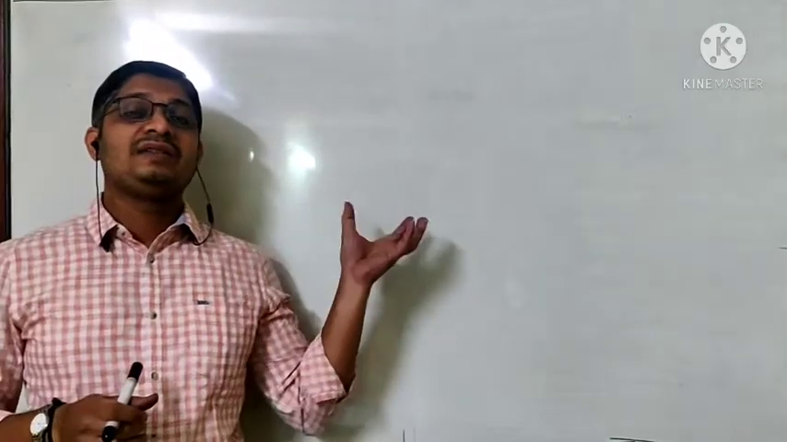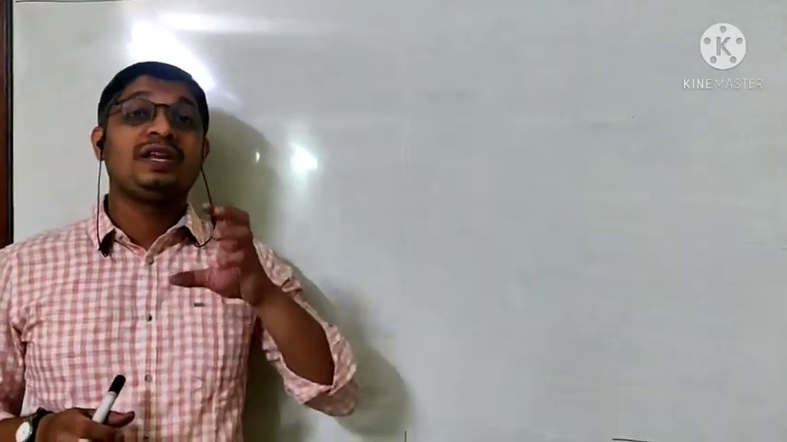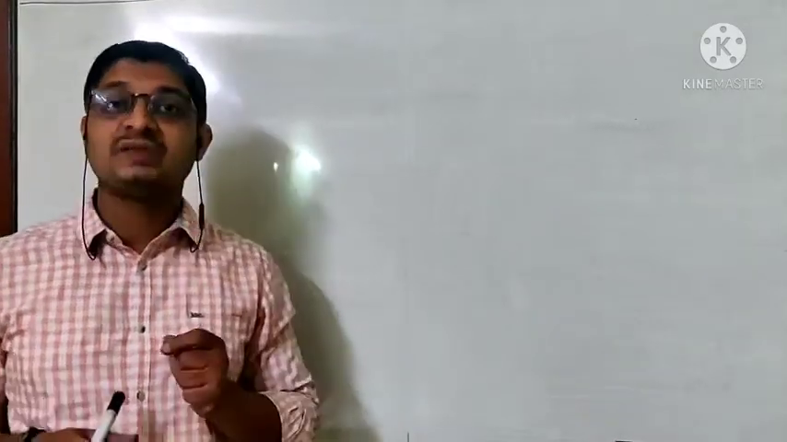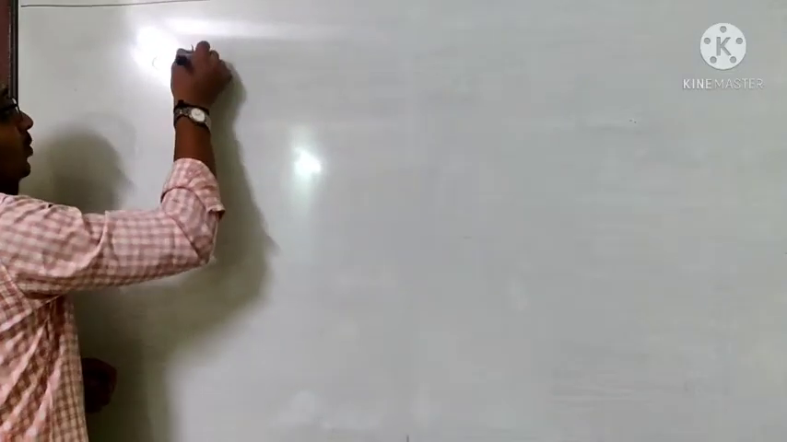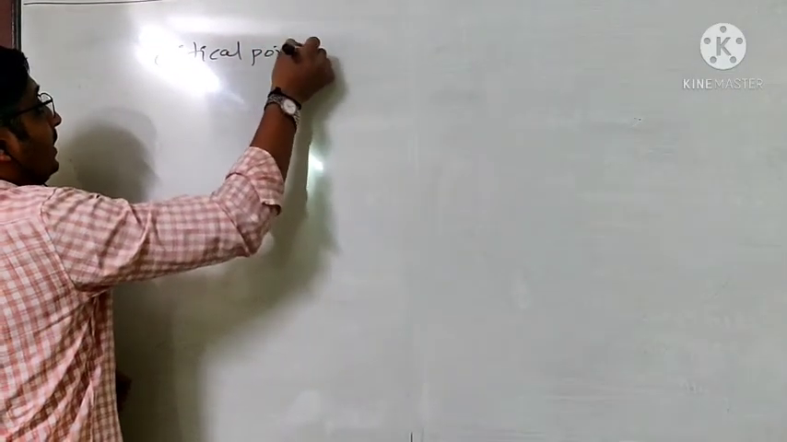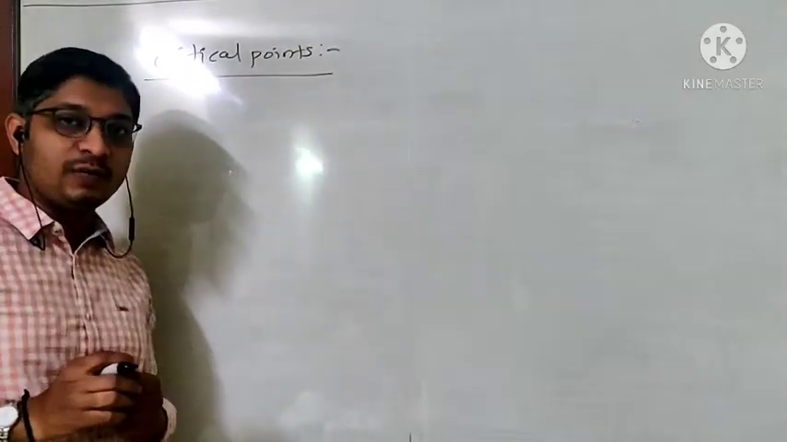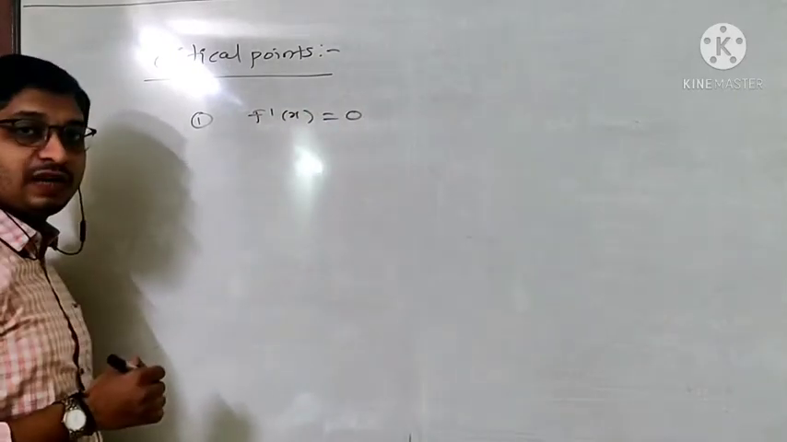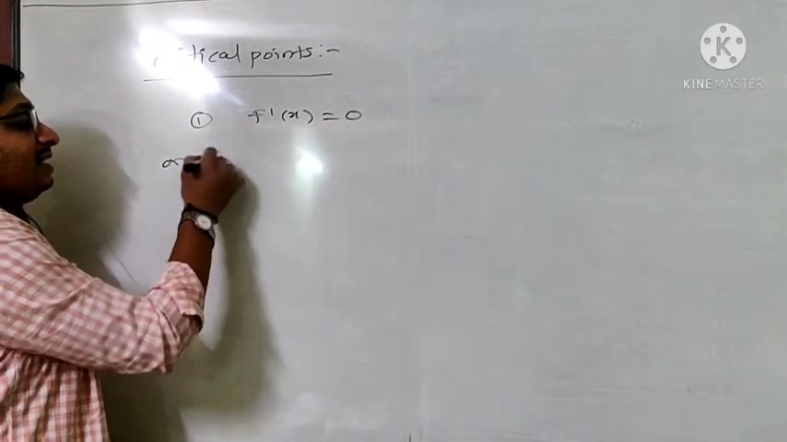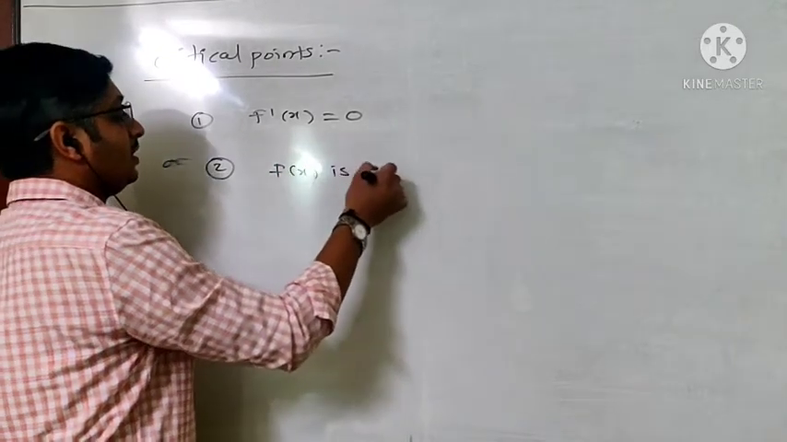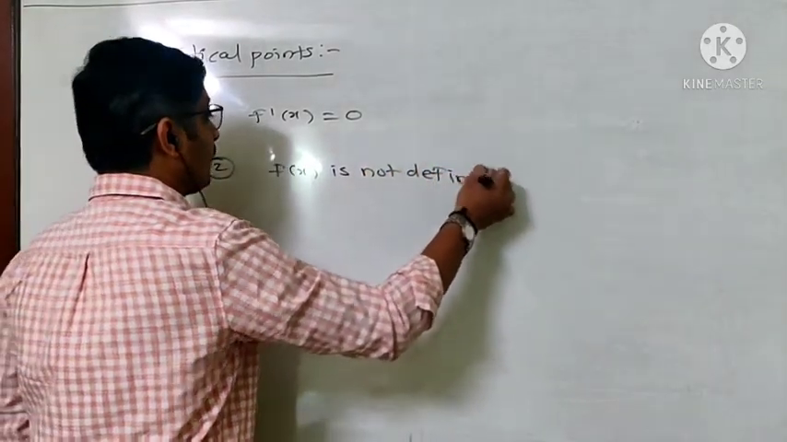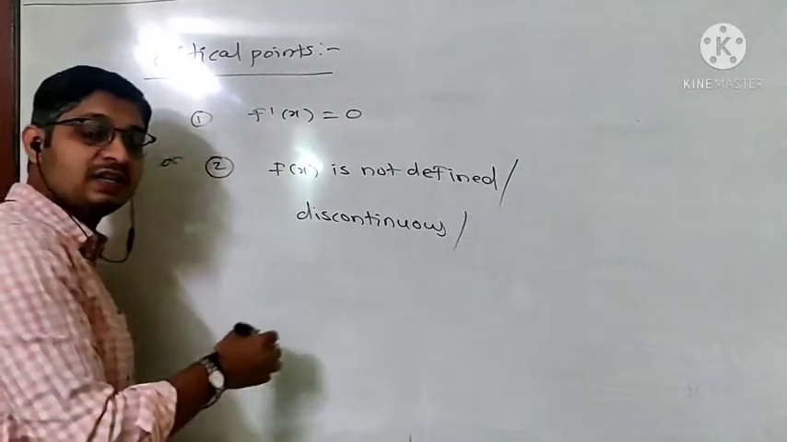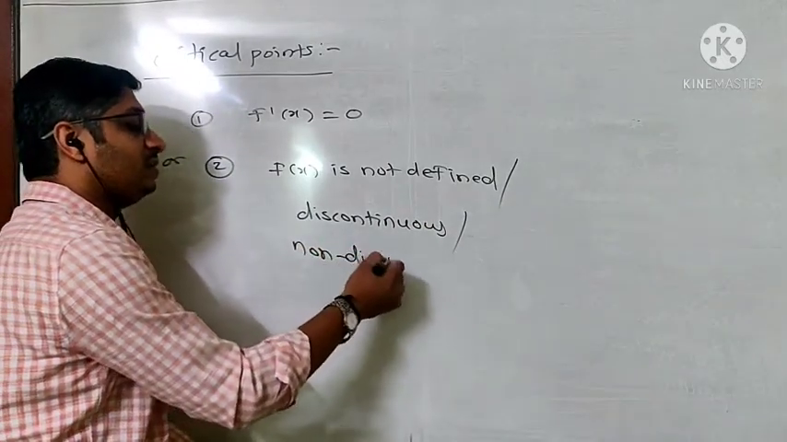Okay. So to find the maximum or the minimum values of a function in a particular interval, what we need to find is where the function's behavior changes. These points will be known as the critical points. How can we find the critical points? The first criterion is where the first order derivative is equal to 0, or the second criterion is where the function is not defined, or the function is discontinuous, or the function is non-differentiable.